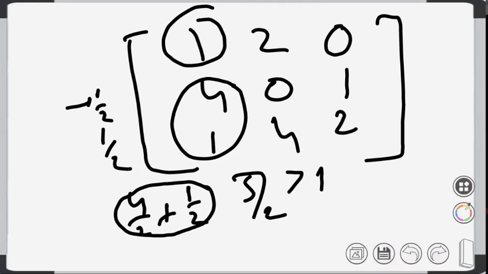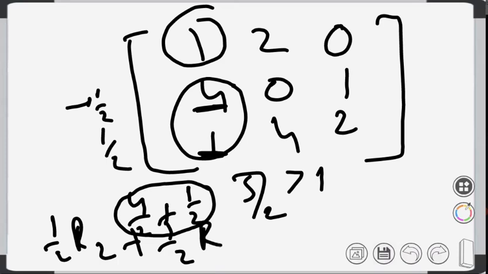I am multiplying 4 by half, so that becomes 4 by 2, and this 1 by half becomes half. So when I am comparing, I have written half R2 plus half R3, and the corresponding elements we are comparing.